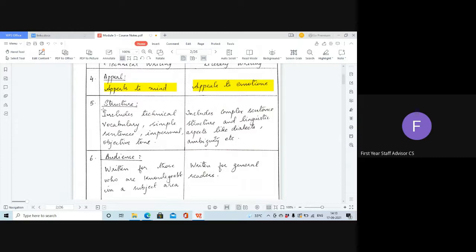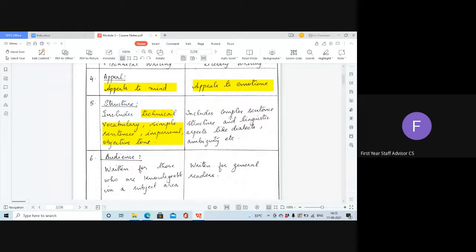In technical writing, when you look at the structure of the writing, it includes technical vocabulary, simple sentences and an impersonal objective tone. That is, there are no feelings in what is being written. They are just dealing with some instructions or some methods to solve a problem.